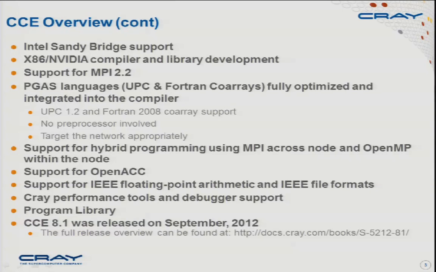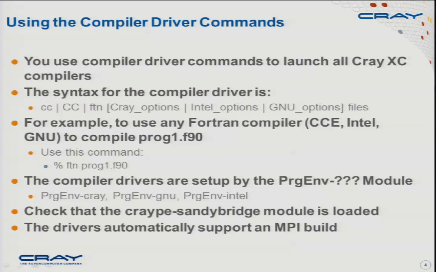So here, basically what we have. We support OpenACC, hybrid programming, which means MPI and OpenMP, in this case. Support for IEEE floating point arithmetic. Then, of course, on top of this, we have, as I said before, the Cray performance tools. So there is an interface to these tools, to CrayPAT, the program library, and the version we will use is the Cray compiler environment 8.1, which was released in September last year, okay, which you can find also on the cluster.